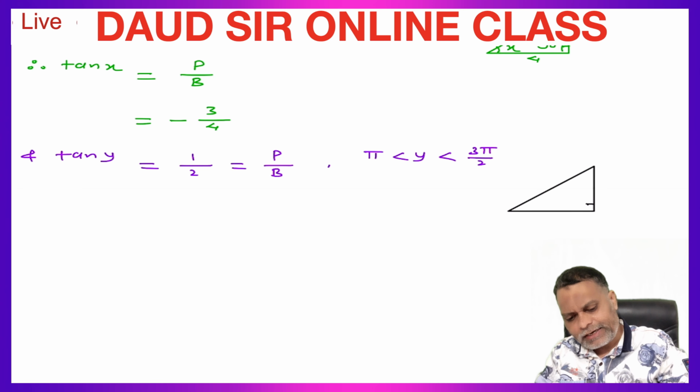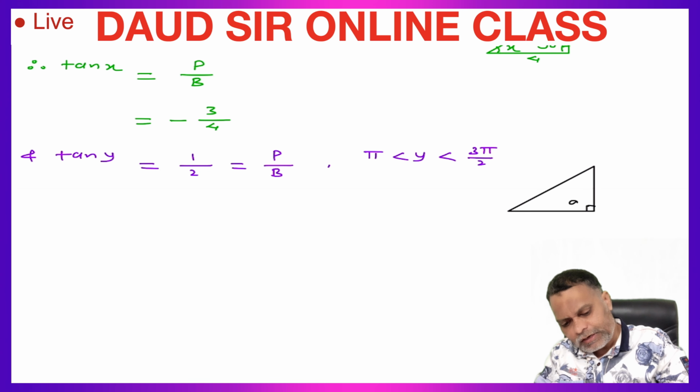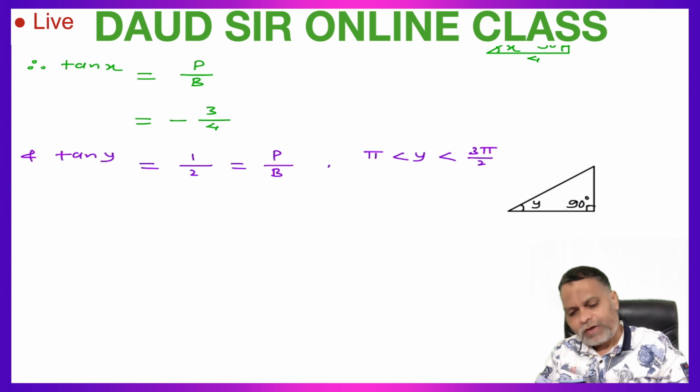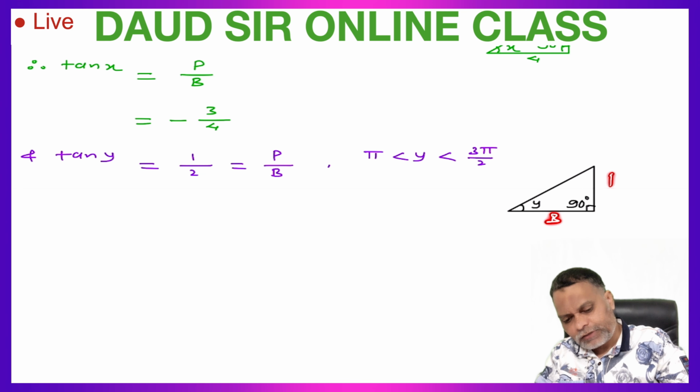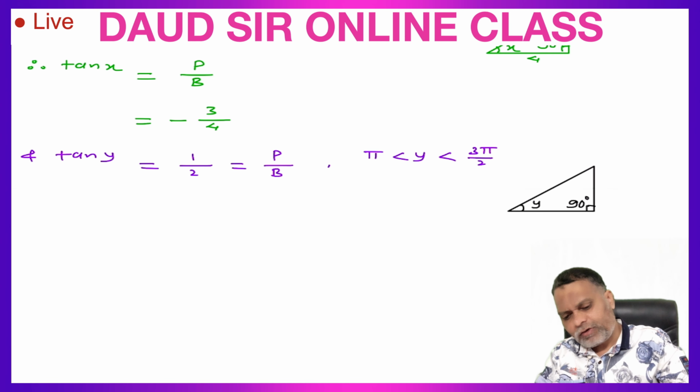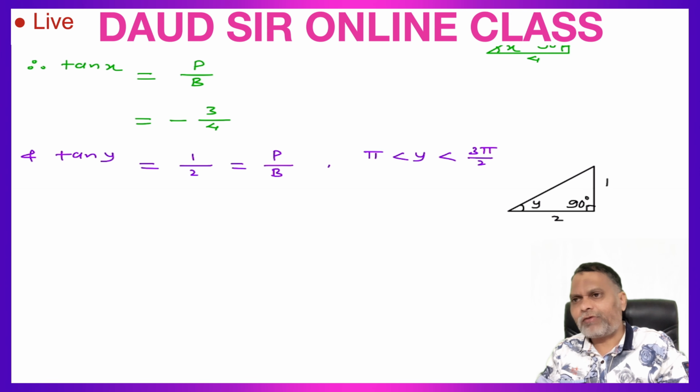Suppose this is a right angle triangle, this angle is 90 degrees. Take this acute angle as y. For this y and 90, this is the base, this is the perpendicular, and this is the hypotenuse. So perpendicular is 1, base is 2. By using Pythagoras theorem, calculate this third side.